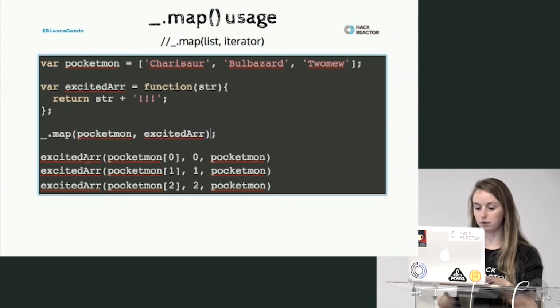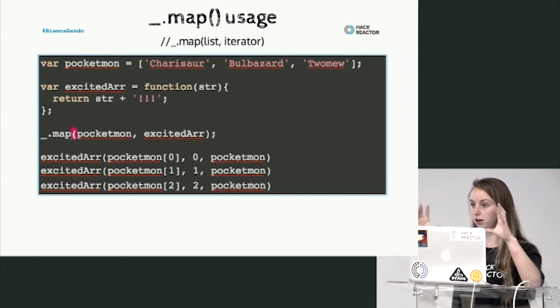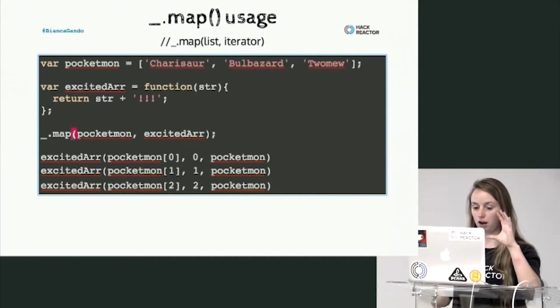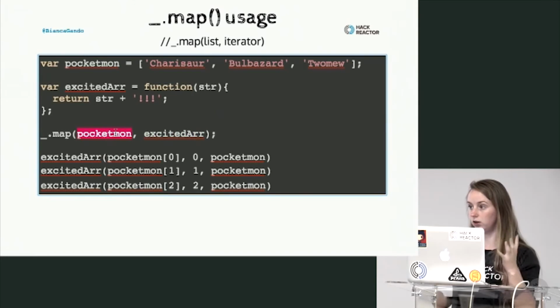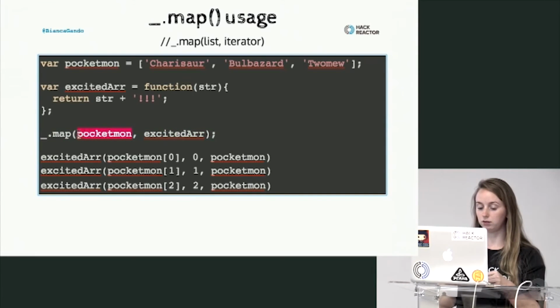So map is its own function. We're calling map, and somewhere in the underscore library, we're entering into the function body of map. We have 2 arguments that we're giving to map, and map has some functionality that it always does with these 2 arguments. Inside the function body, it's going to loop through this list, and it's going to call this function with each value of the list. So as it loops, it's going to call it, and that's how it works under the hood.